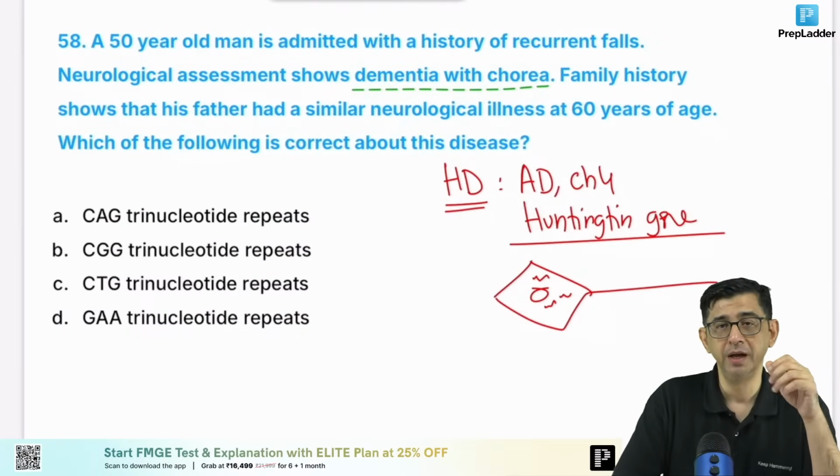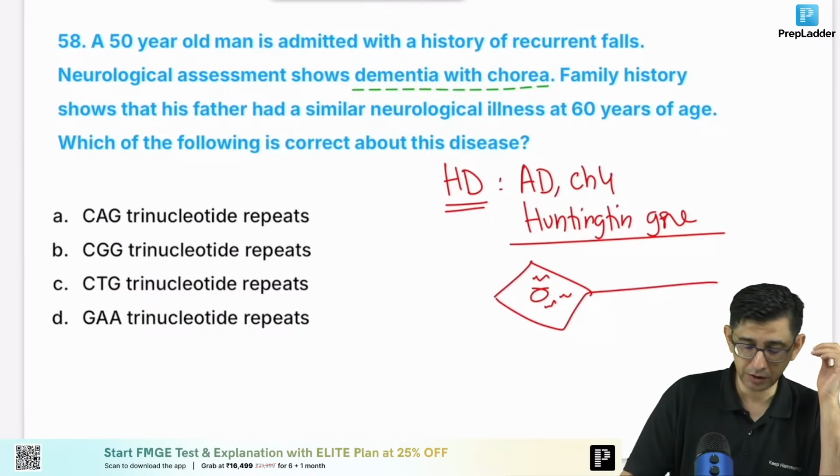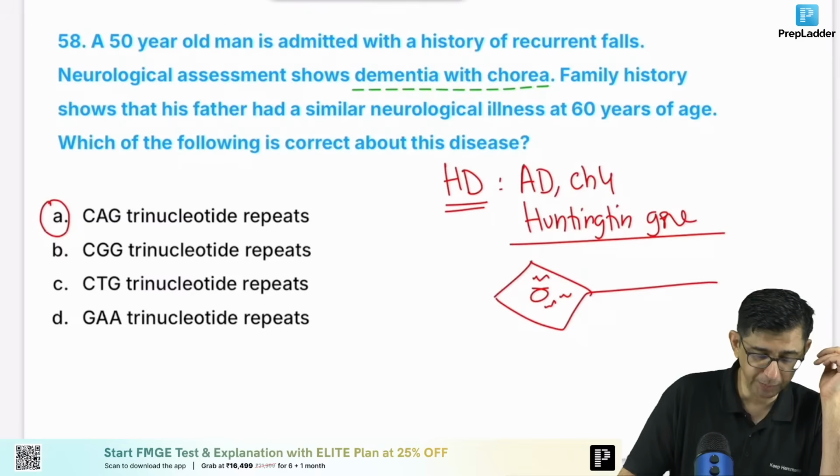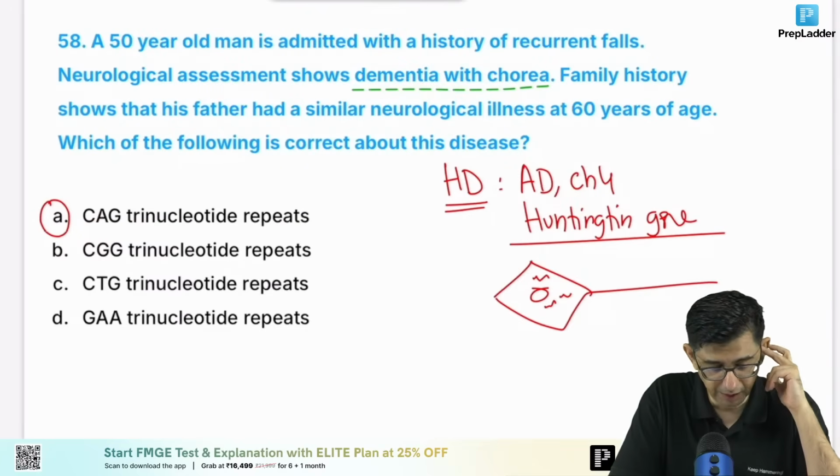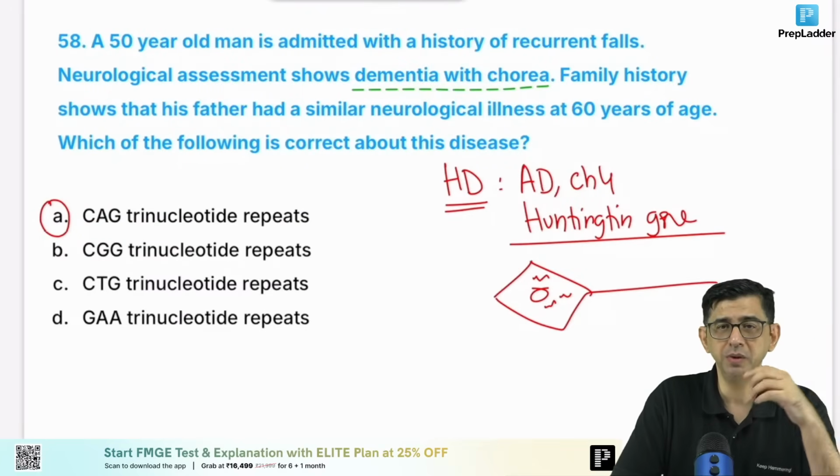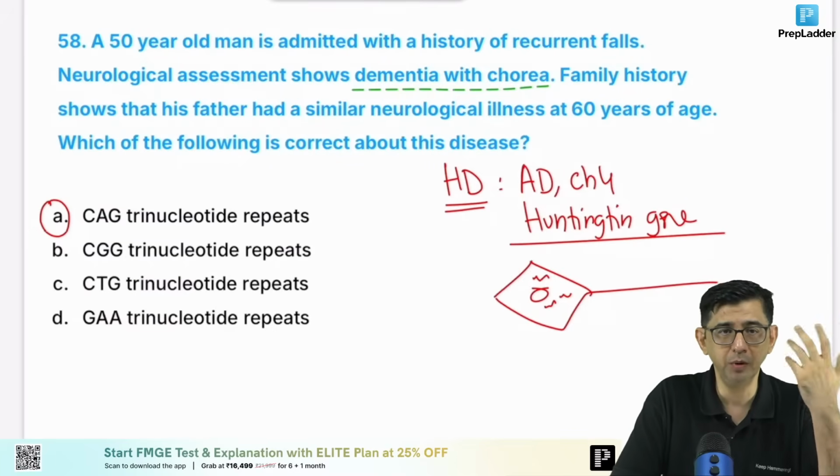In the patient, this defect in the gene is CAG nucleotide repeats. The correct answer for this question would be CAG. Huntington's chorea, CAG hunting, yeah, you can use that as a mnemonic, then it's cool.